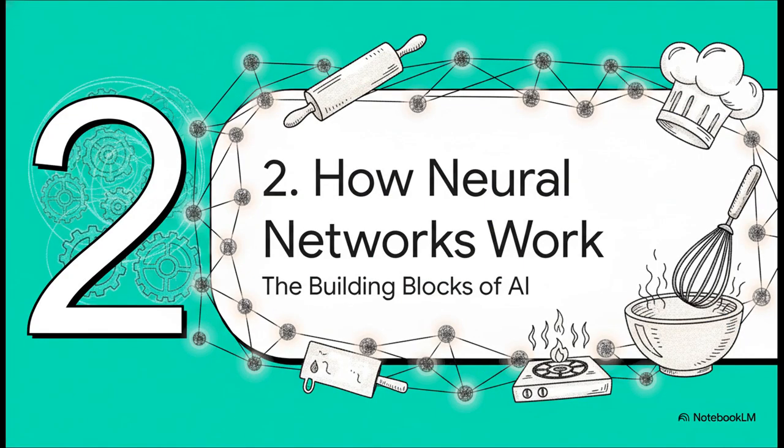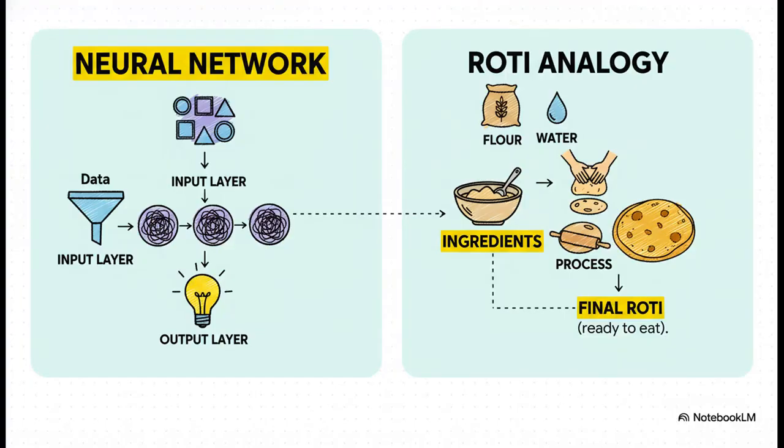So how does this whole thing actually work under the hood? Well, the engine that powers deep learning is something called a neural network. These are the basic building blocks. And to make it really, really easy to get, we're going to use a simple analogy from the kitchen. Okay, so check this out. On the left, you've got the techie stuff, an input layer that takes in data, these hidden layers in the middle where all the processing happens, and an output layer that gives you the final answer.